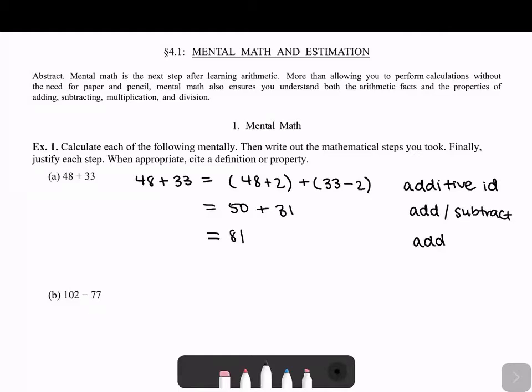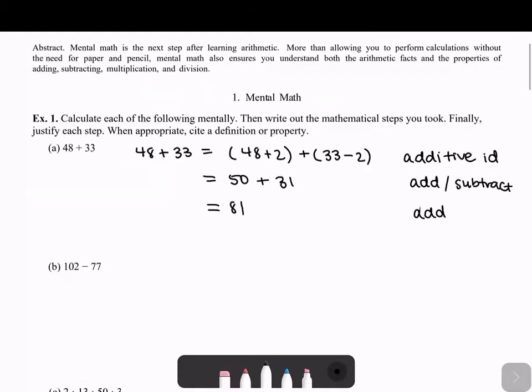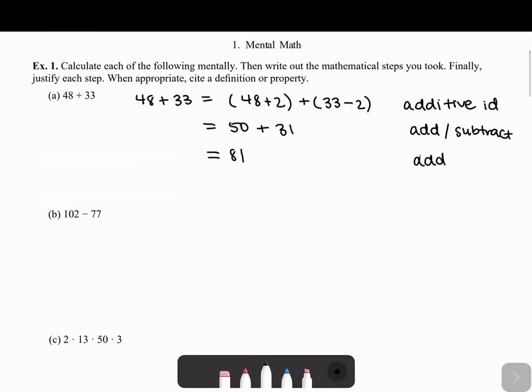Okay, so that's the way we do it. We find more compatible numbers by looking at our numbers, thinking what's easier to work with than the numbers I have, adjusting them, and then compensating with the other number to make sure that we didn't change the value of anything. Okay, so we're going to do the same thing for this subtraction. Again, we're going to use compensation and compatible numbers.